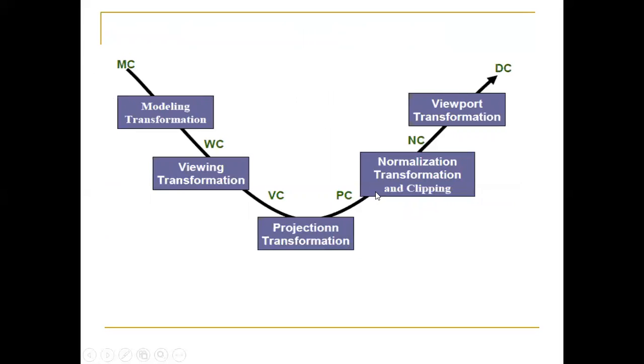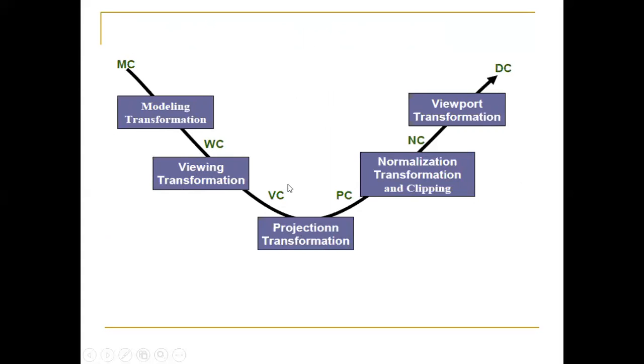The next concept we are studying is the 3D viewing pipeline. In the 3D viewing pipeline, the object we are viewing is in three dimensions, so we say it is in modeling coordinates. I have to convert the modeling coordinates into world coordinates by applying the modeling transformation. Once I get the world coordinates, they have to be converted into viewing coordinates by applying the viewing transformation.